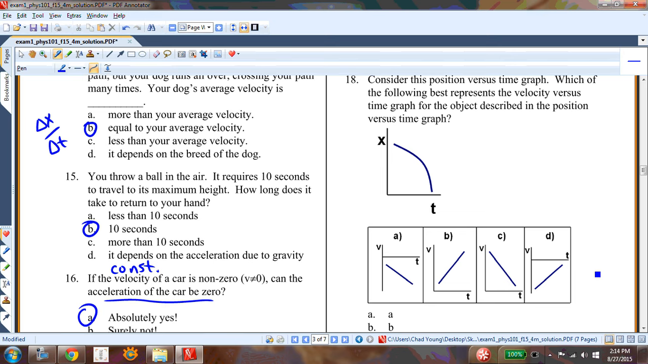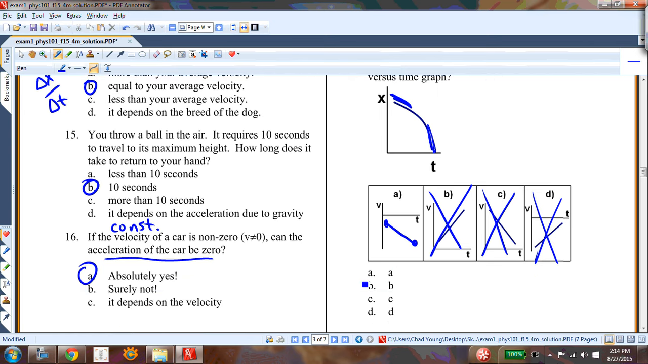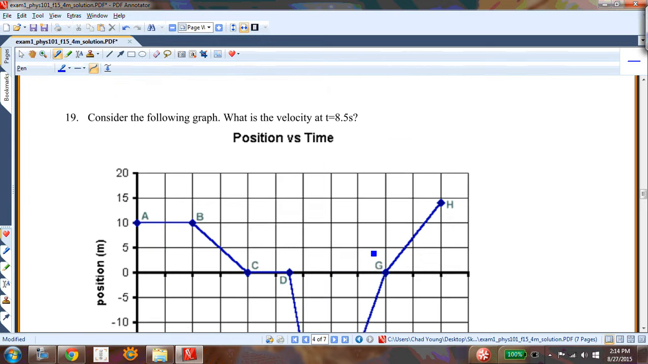What about this position versus time graph? Which of these velocity versus time graphs represent the same motion? Well, let's see. I have a negative slope here, so I'm going to get rid of this one and this one, because my velocity is initially negative, and then my velocity gets bigger with time, so I'll get rid of this one. So it starts out small and in the negative direction and gets bigger in the negative direction. So A is the right answer.